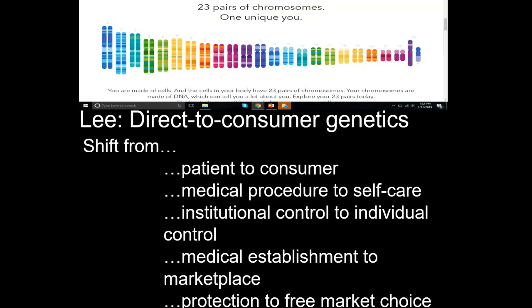And then this is also shifting from the medical interest in protecting you from future disease to something, again, that's framed in terms of choice. Lee also talks about this shift in relationship to the deeper history of public connections to, or public understandings of, genetics research, which has changed considerably over time.